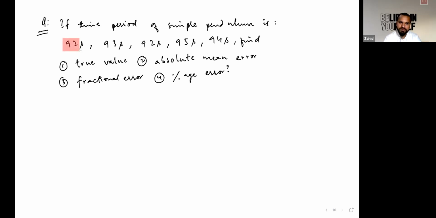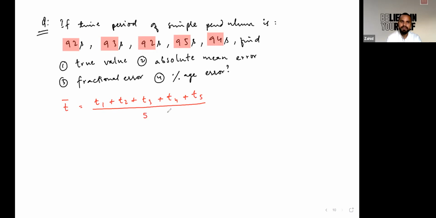So this is your first value, T1. This is second value, T2. This is third one. This is fourth. And this is fifth. Just put all these values and find the true value. So it will be T bar, which is T1 plus T2, T3, T4, and T5, divided by the number of data, that is 5. First of all, try to solve for this part.